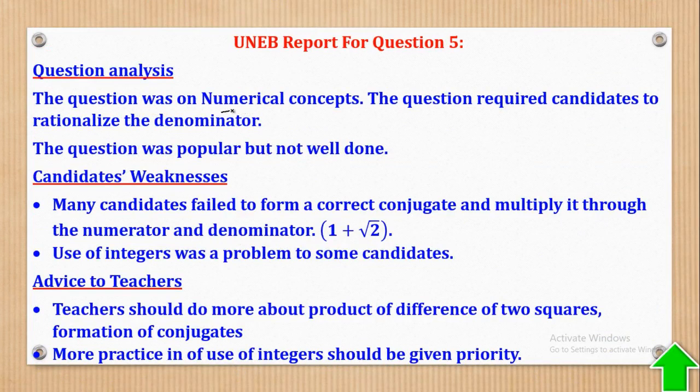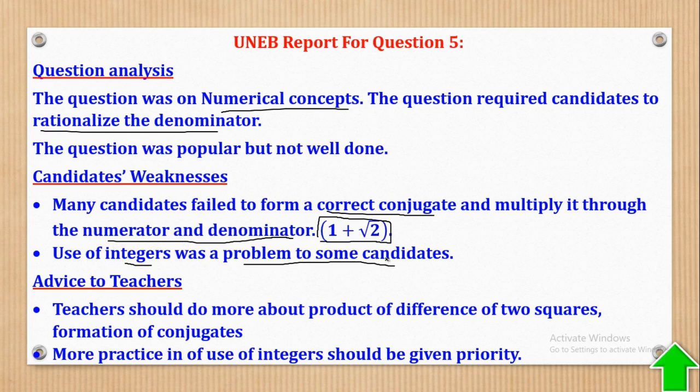So the question was on numerical concepts, and the question required candidates to rationalize the denominator. The question was popular but not well done. The weakness is that many candidates fail to form a correct conjugate and multiply through the numerator and denominator. So the conjugate was 1 plus root 2, and many candidates could not form it. Then another weakness was that the use of integers was a problem to some candidates.